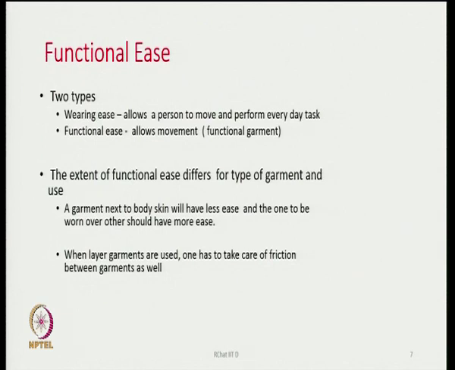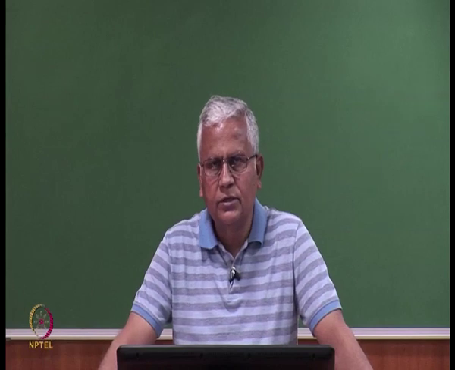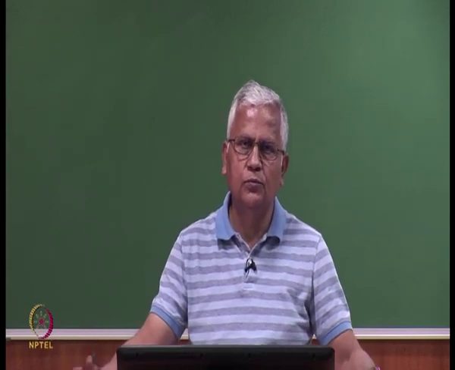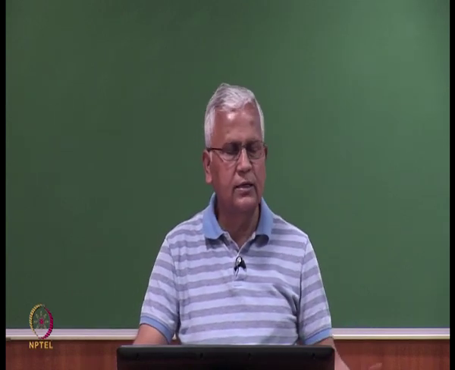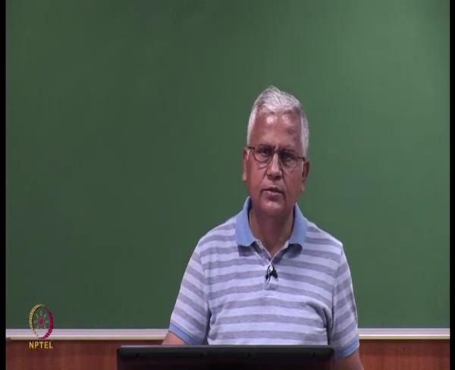So, the extent of functional ease differs by type of garment and use. A garment next to the body skin will have less ease, and the one to be worn over the other should have more ease. Obviously, all of us generally wear two layers of fabric. One is the underwear that we wear, that is one layer. On top of it, we put our shirt or trousers, the second layer. If it is winter, then we put another layer, which could be sweaters or jackets.